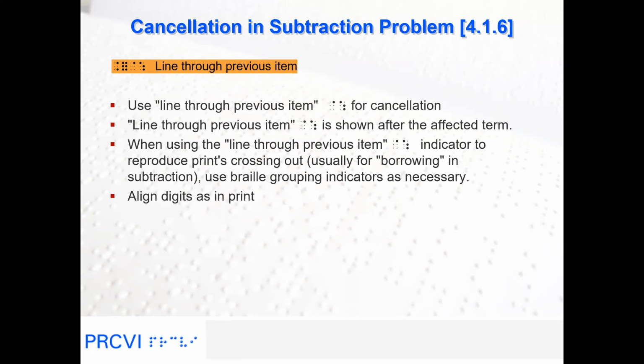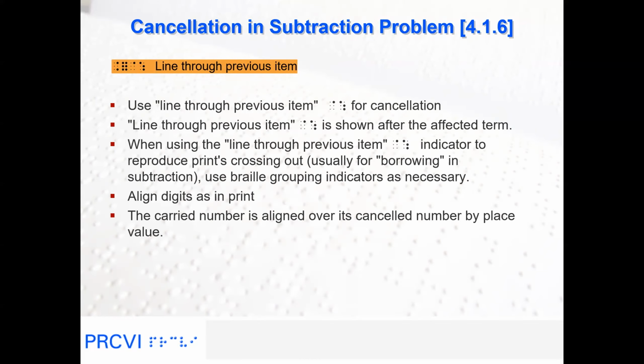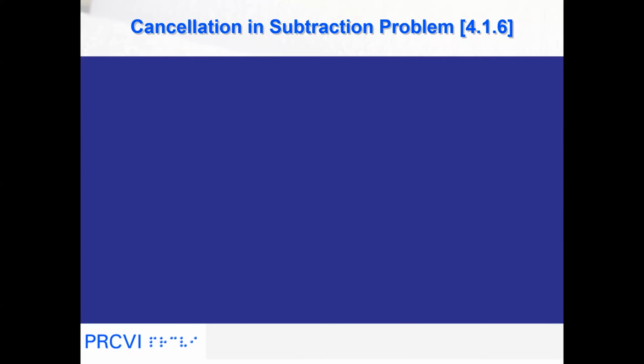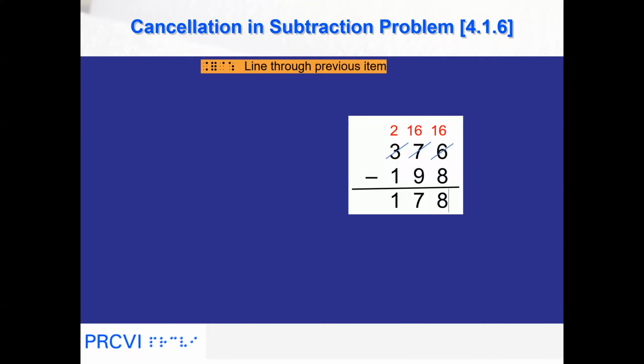Align digits as in print. The carried number is aligned over its cancelled number by place value. In this example, notice how cancellation line is on its own column and all the digits are aligned vertically.